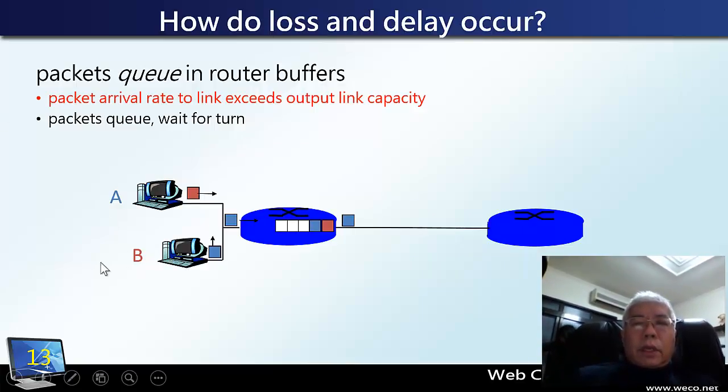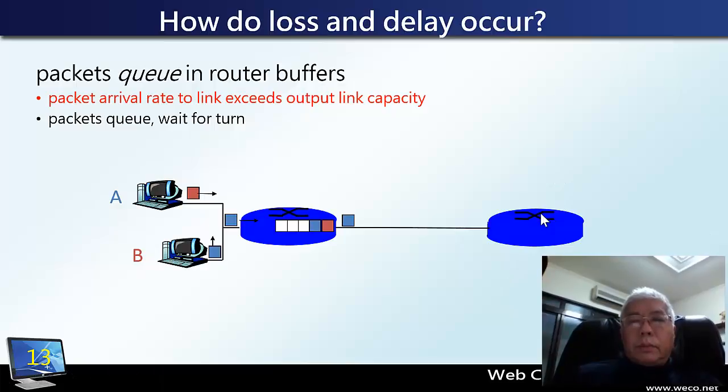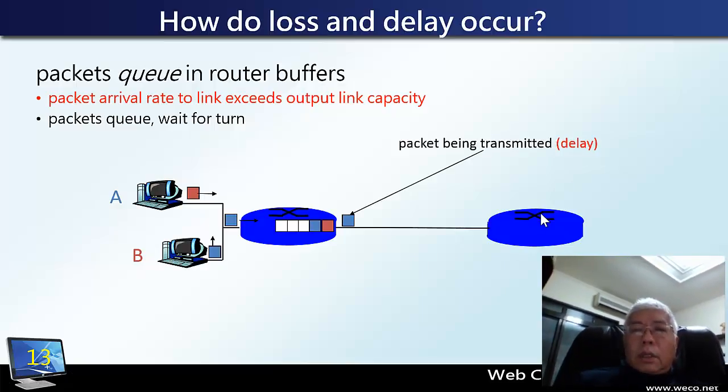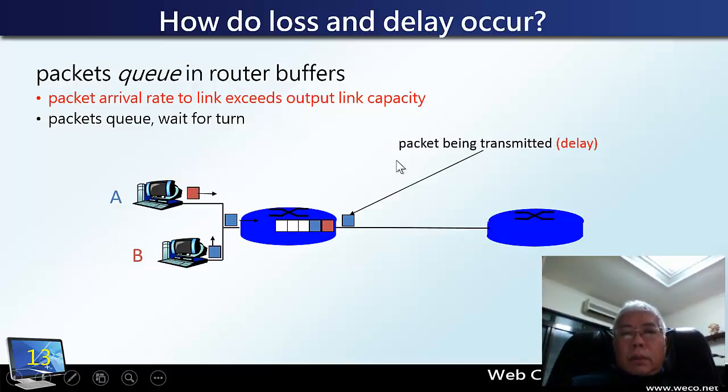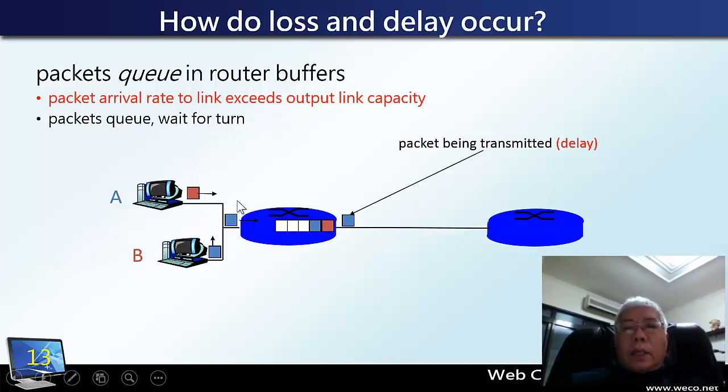Here, just like in the solution, we have 2 stations. One transmits data from this router to that destination router. This A and B have packets of different colors sent out.